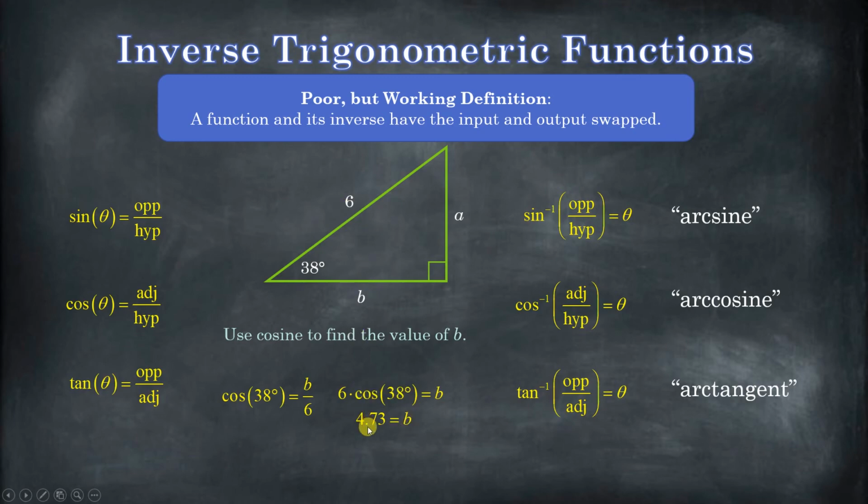We can plug that into a calculator, correct to 3 significant figures. We get 4.73. Who knows what the units are, right? So the side of B would be 4.73 centimeters or whatever.